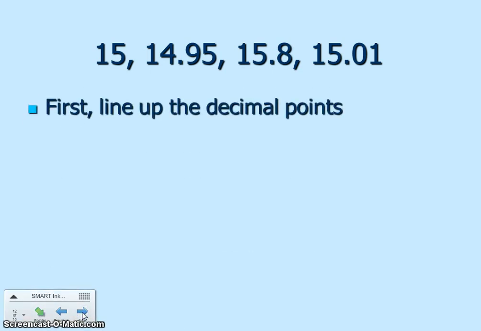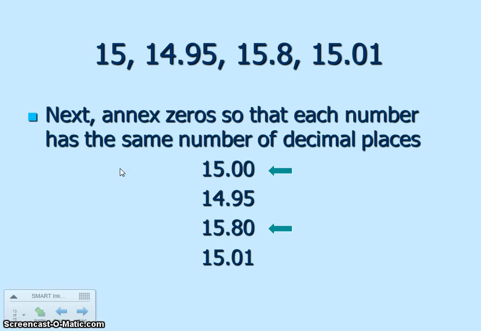So if we follow those steps with our numbers that we had on the last slide, we're going to first of all line up our decimal points. And even though we have a whole number of 15, we can assume that this number is 15.0. So we're going to line up our decimal points. Next, we're going to annex 0 so that each number has the same number of decimal places. So our largest number that we have has the hundredths place. So our numbers that have the tenths place or a whole number, we want to annex 0 so they're all the same.